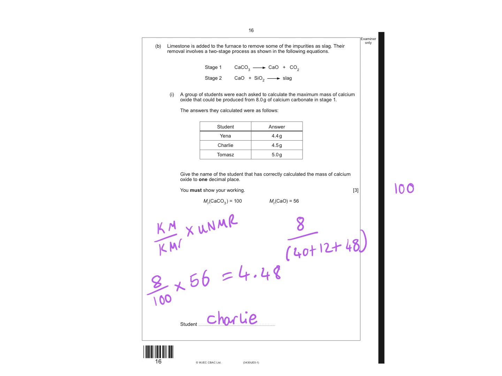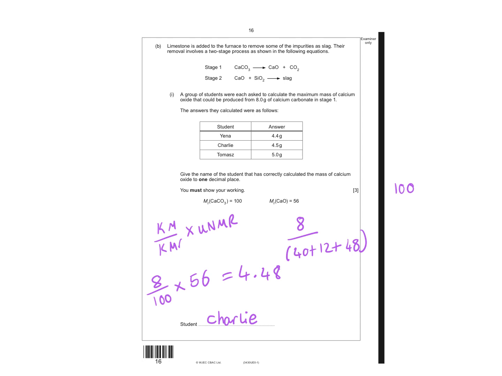Then they've given 2 different stages of what the limestone does and how it produces slag, and how it removes impurities. A group of students were asked to calculate the maximum mass of calcium oxide that could be produced from 8 grams of calcium carbonate in stage 1. Their answers were as shown. Give the name of the student who correctly calculated the mass of calcium oxide to 1 decimal place. You must show your workings.